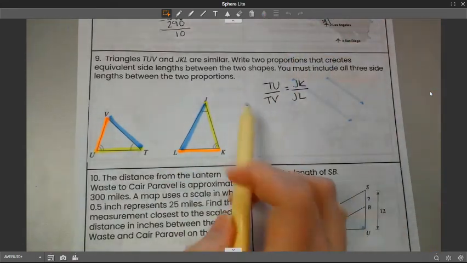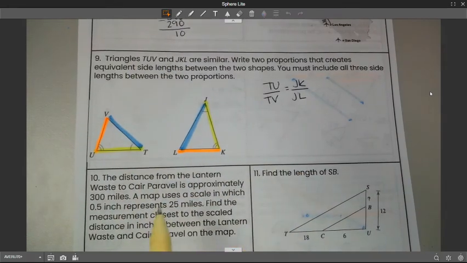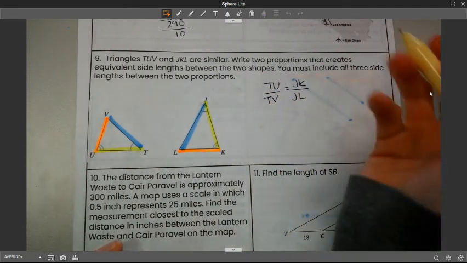Okay. You're always matching up the position of the letters. I don't really need the shape. I can truly just go off the letters. So I have UV, TU, and TV, and then we have JK and JL. All right, perfect. So that works.